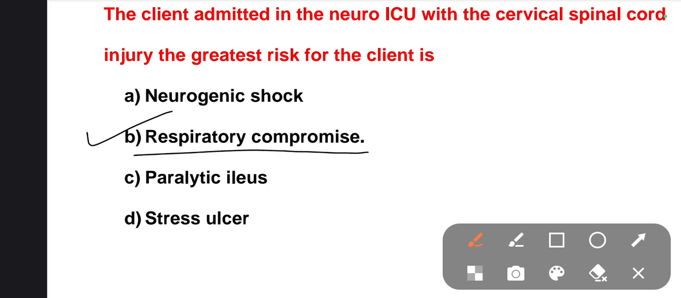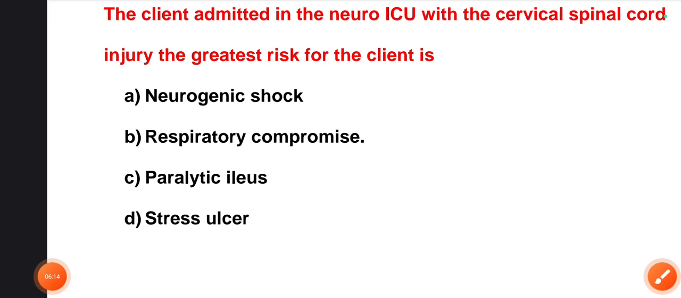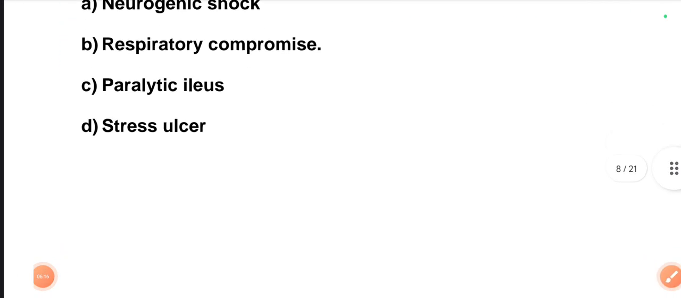So, the respiratory difficulty. All these kinds of problems may be presented by the patient with a cervical spinal cord injury. So B is the right answer.